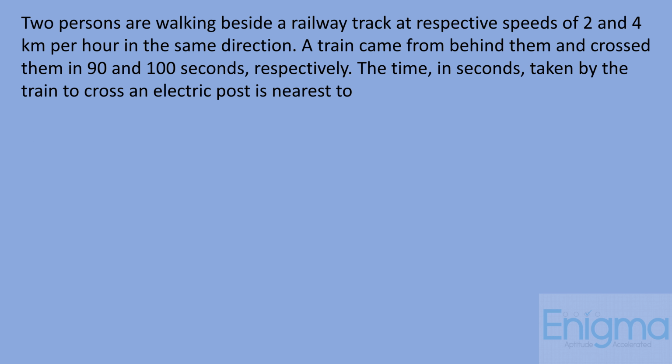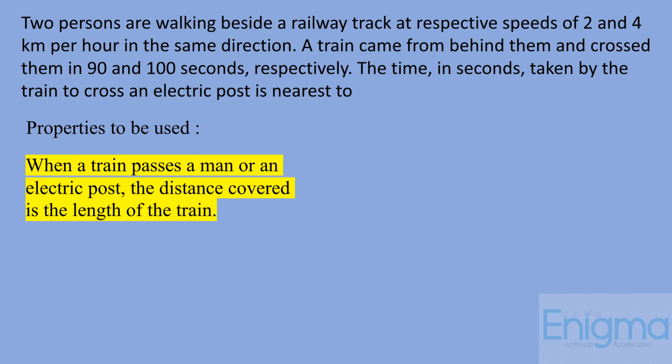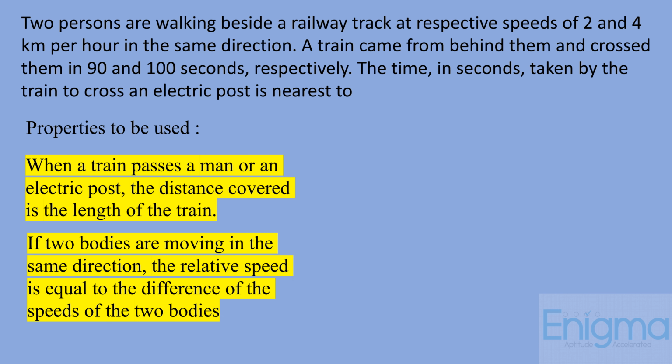Okay, now let's solve the question. First, we will see the properties which we are going to use. The first property is that when a train passes a man or an electric post, the distance covered is the length of the train. The second property is that if two bodies are moving in the same direction, the relative speed is equal to the difference of the speeds of the two bodies.